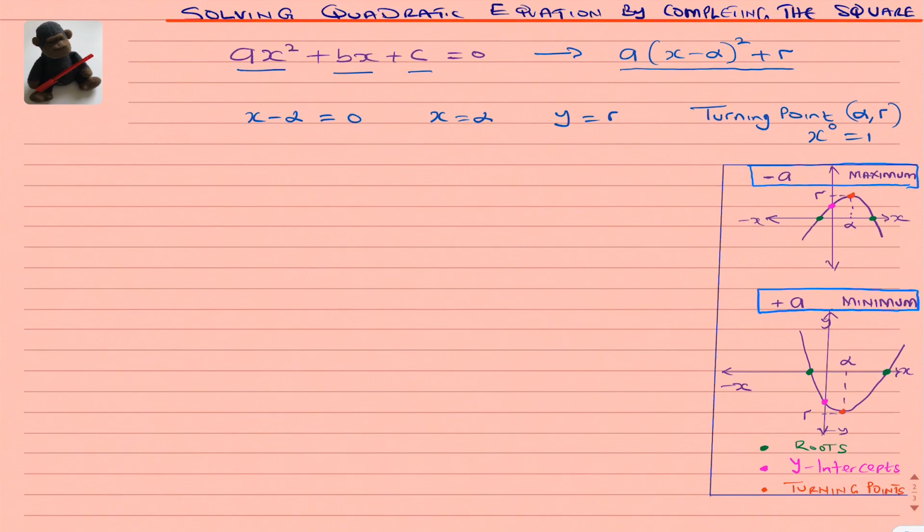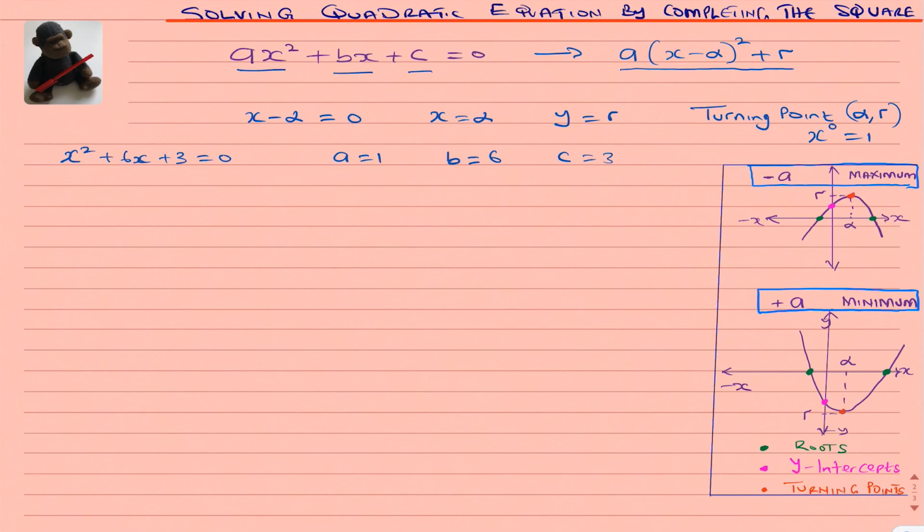So let's solve this equation here. X squared plus 6x plus 3 equal to 0. In this case, a equals 1, b equals 6, and c equals 3.